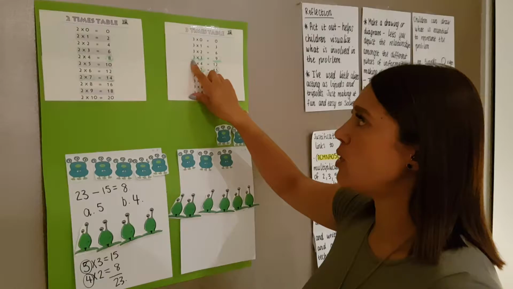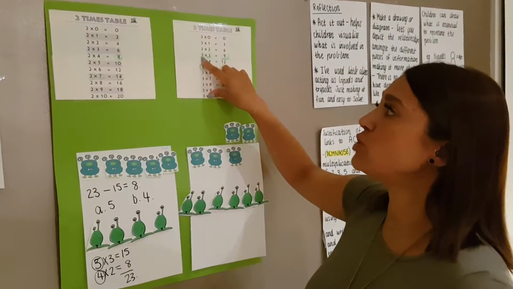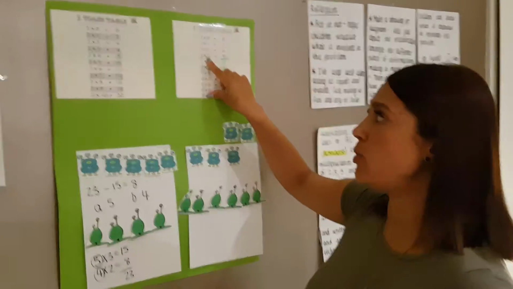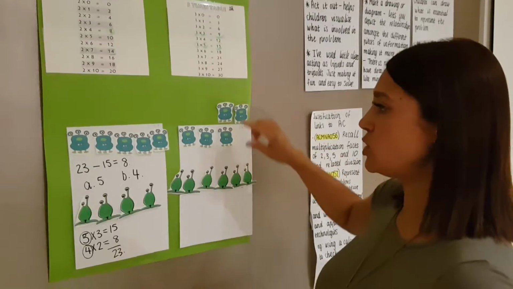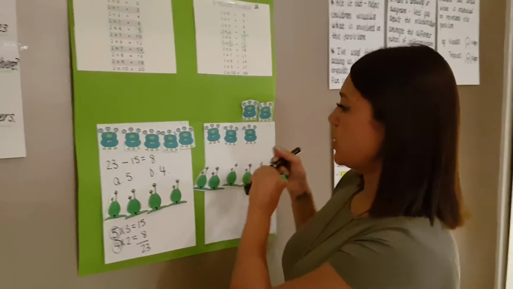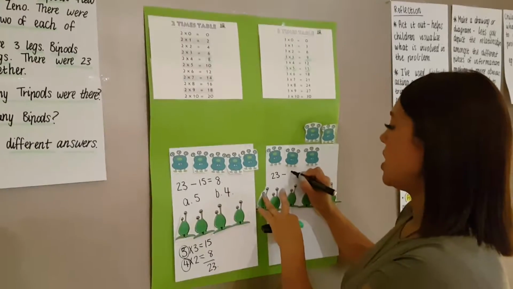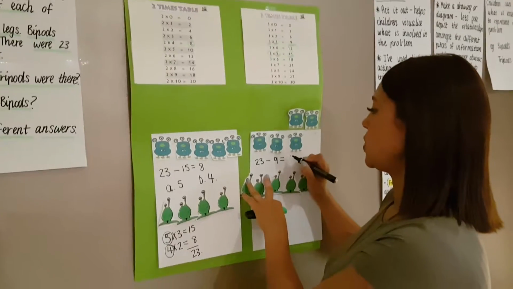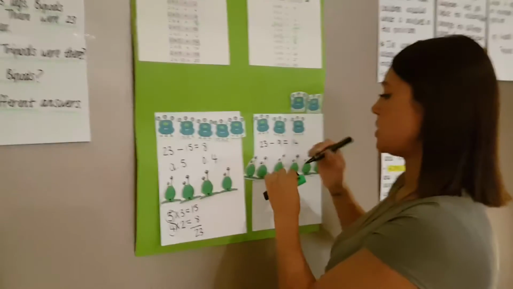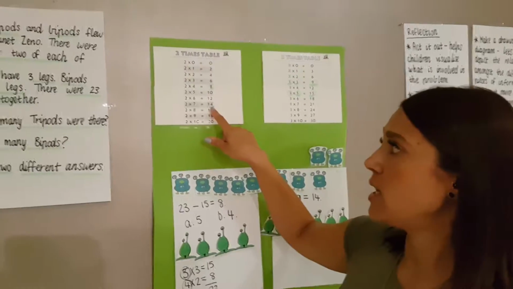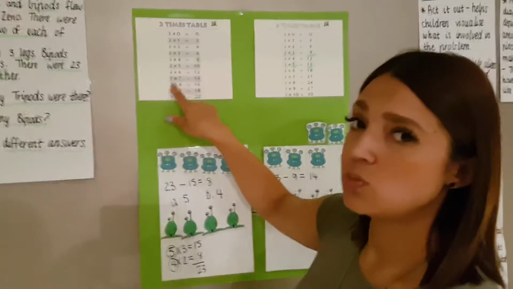So 3 tripod legs times 3 tripods actually gives us 9 legs in total. Now to work ourselves backwards, we've got 23 that we need, minus 9 will give us 14 legs that we need left. So if you look at our 2 times tables, 14 divided by 7 will give us 2.